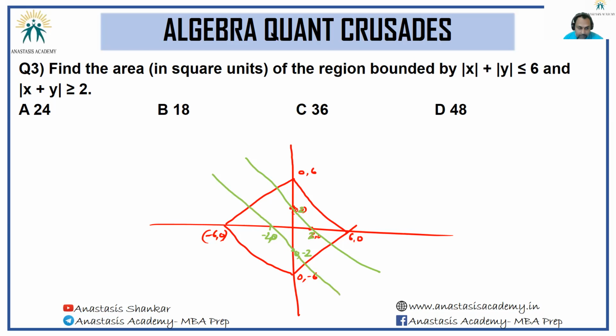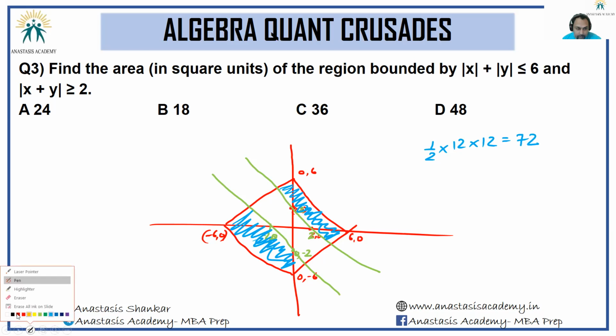What the question asks for, the area, is this region. The region bounded by these two sets of lines. Now, for the entire huge rhombus, hopefully you can see the area is very easy to calculate. Half into 12 into 12. The diagonal lengths are 12 and 12. So we get 72 from there. And from that, all I have to do is remove this area.